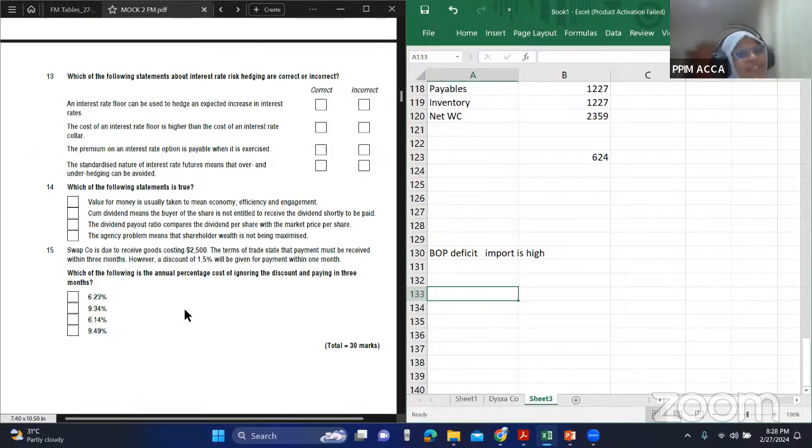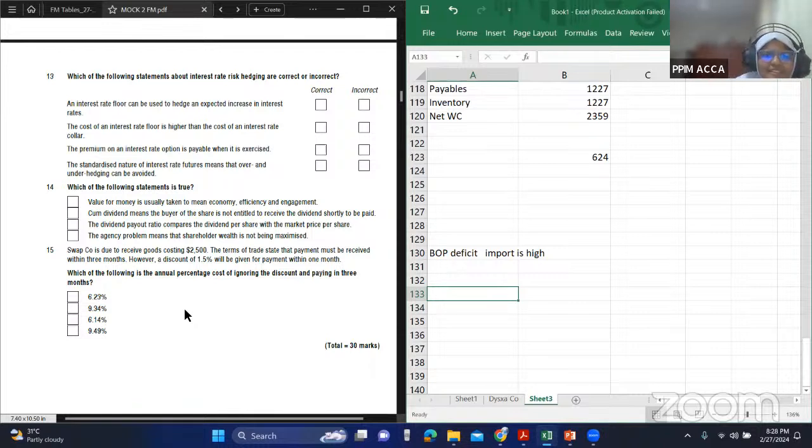Right. Which of the following statements about interest rate risk hedging is correct or incorrect? An interest rate floor can be used to hedge an expected increase in interest rate. Floor means we are going to set a minimum rate. So if the interest rate is going to increase, then the floor is not really going to help you, right? You need a cap. A cap means we will make sure that the interest rate doesn't go beyond that. Floor means it's a lowest possible minimum interest rate. Even if the interest rate increases slightly, it's going to be definitely more than the floor. So the first one is incorrect.